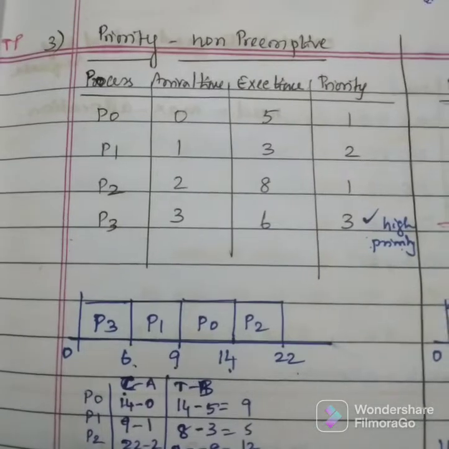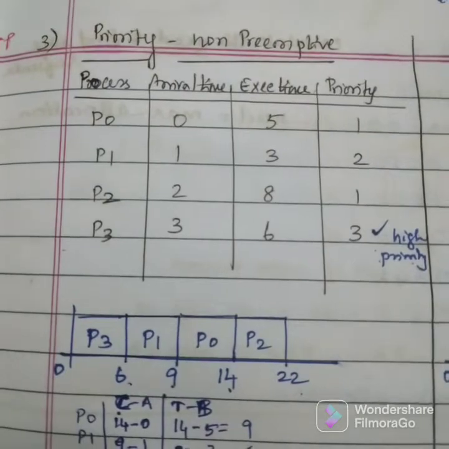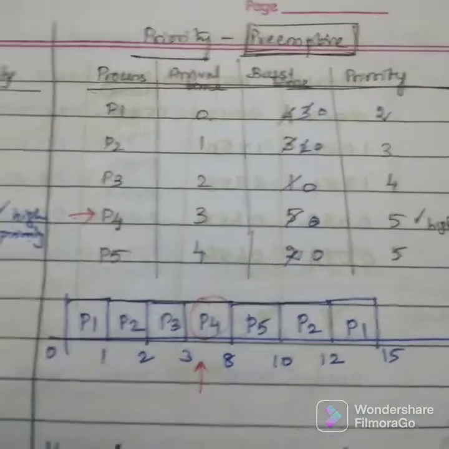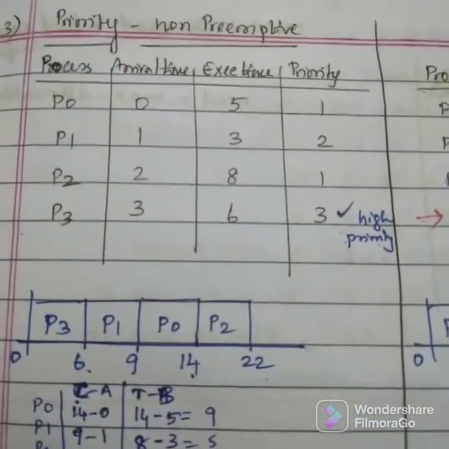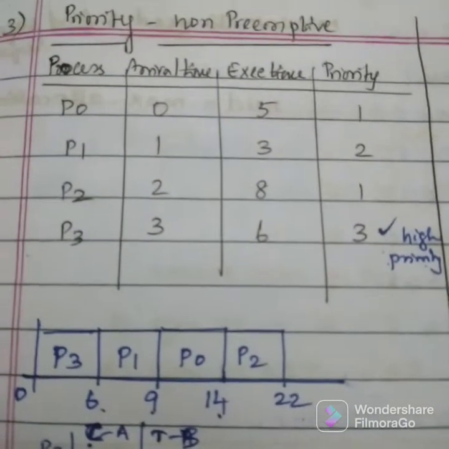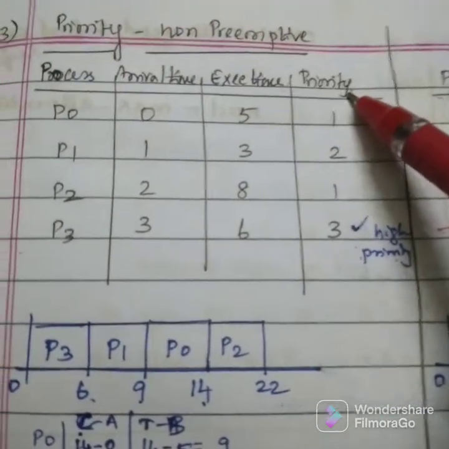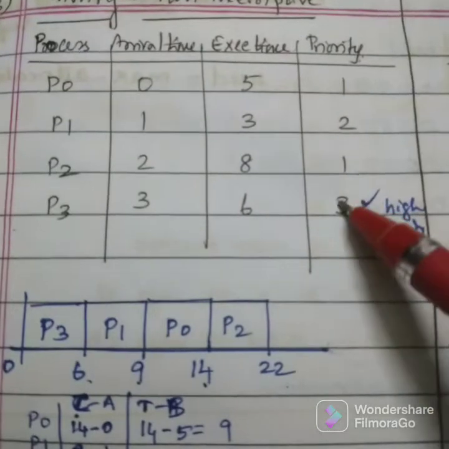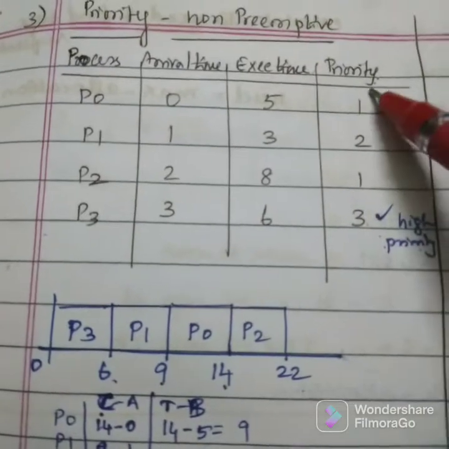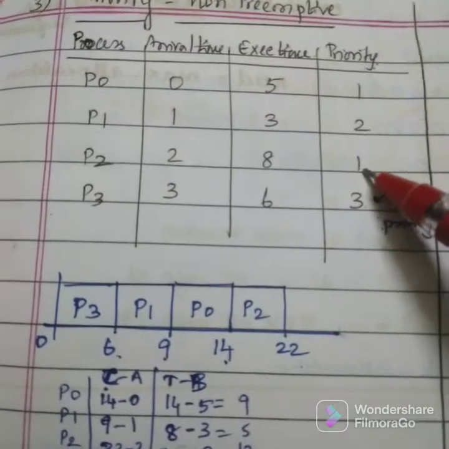Hello students, in this lecture we will be seeing about priority CPU scheduling, both preemptive and non-preemptive types. Usually it will be a non-preemptive one, rarely it is preemptive. Here each process is assigned a priority and the process with the highest priority will be executed first and so on. Processes with the same priority will be executed on first come first serve basis.